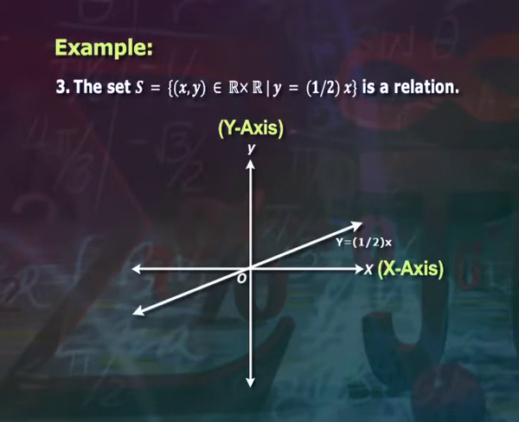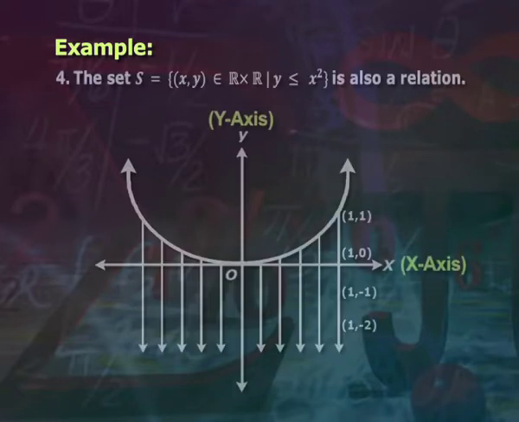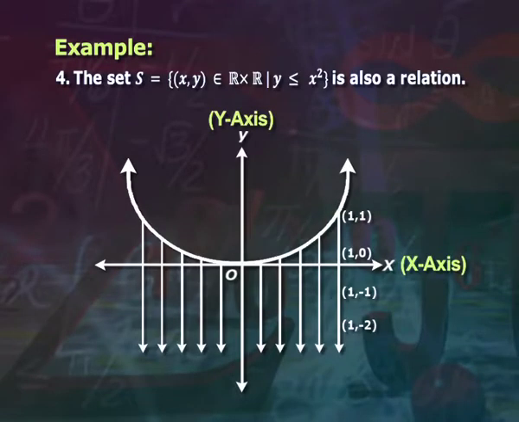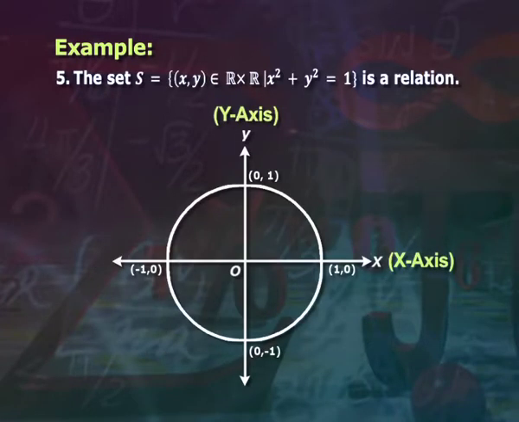3. The set S equal to the set of ordered pairs (x, y) in R cross R such that y is equal to 1/2 into x is a relation. 4. The set S is equal to the set of ordered pairs (x, y) in R² such that y is less than or equal to x square is also a relation. And 5. The set S equal to {(x, y) in R² such that x square plus y square equal to 1} is a relation.